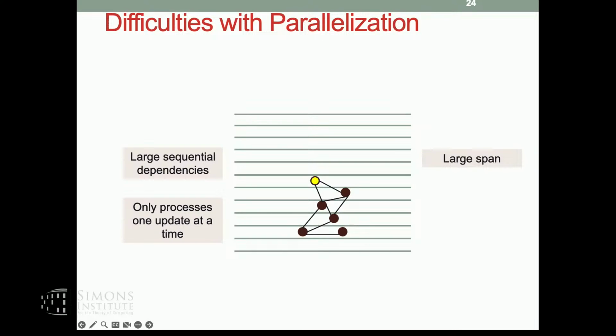And then the second challenge is, well, the sequential algorithm by definition is only processing one update at a time. But if we have a batch of updates, we want to try to do better than processing each one at a time. So those are the two things that we're going to try to fix with our parallel version of the level data structure. Any questions?